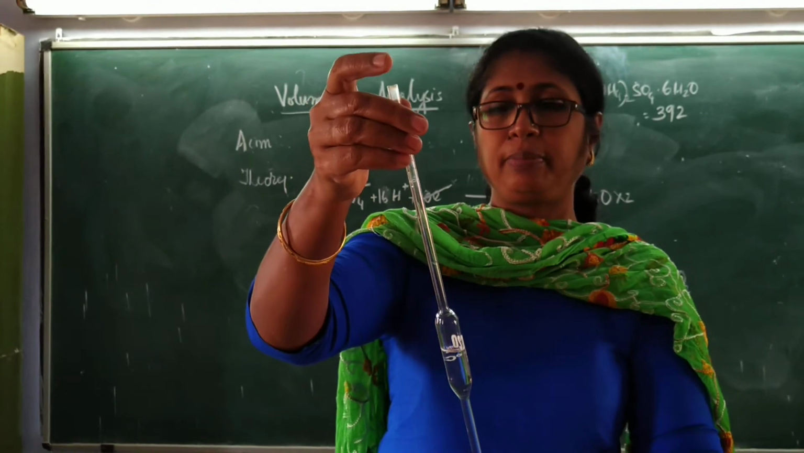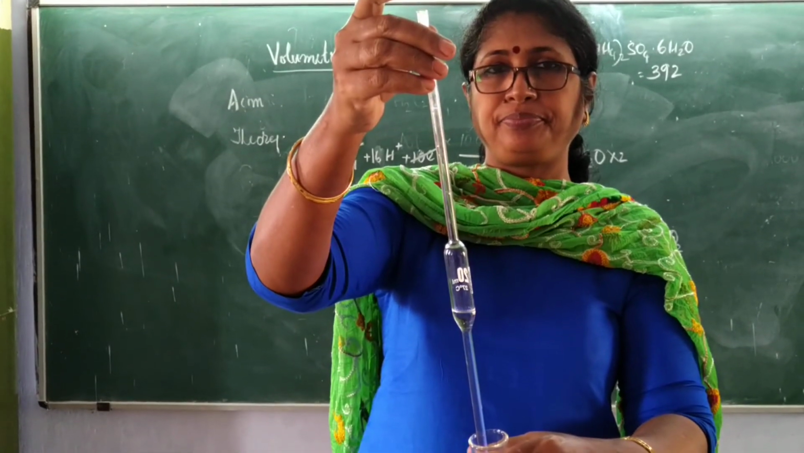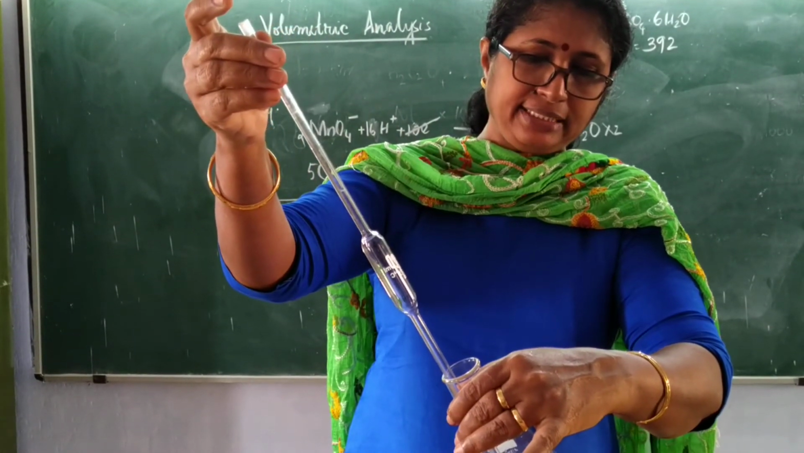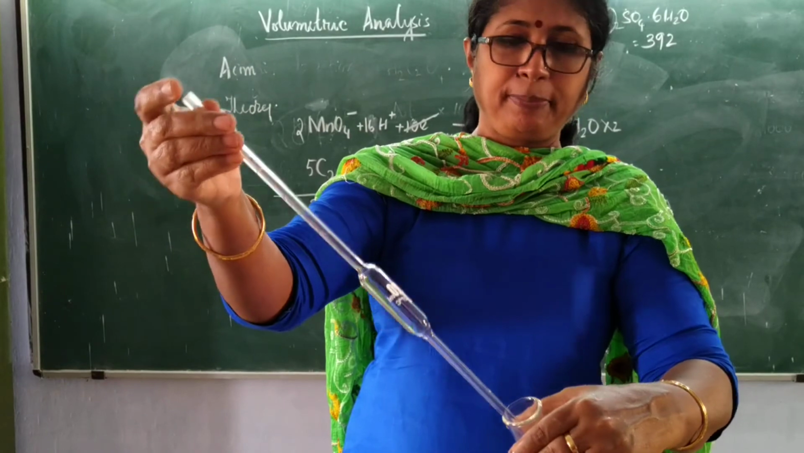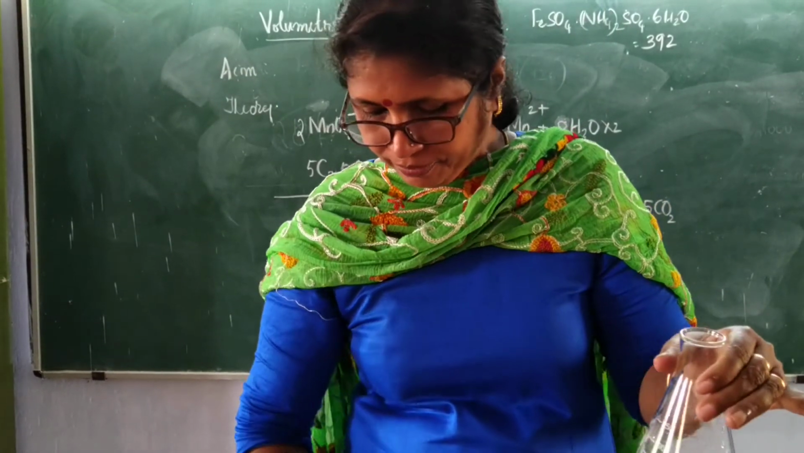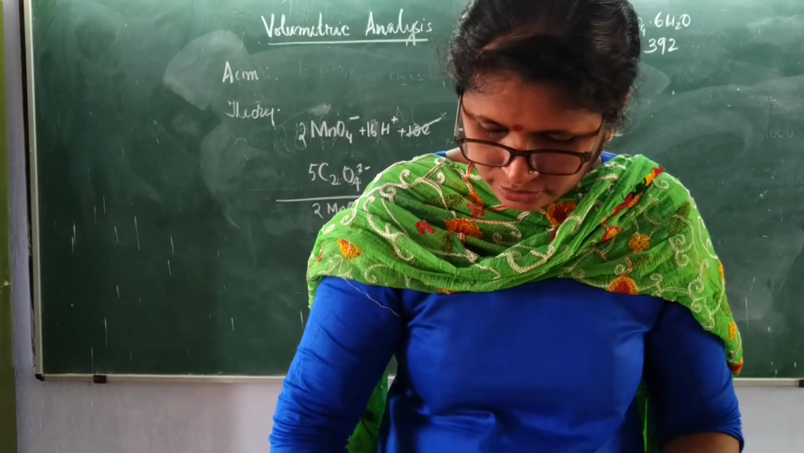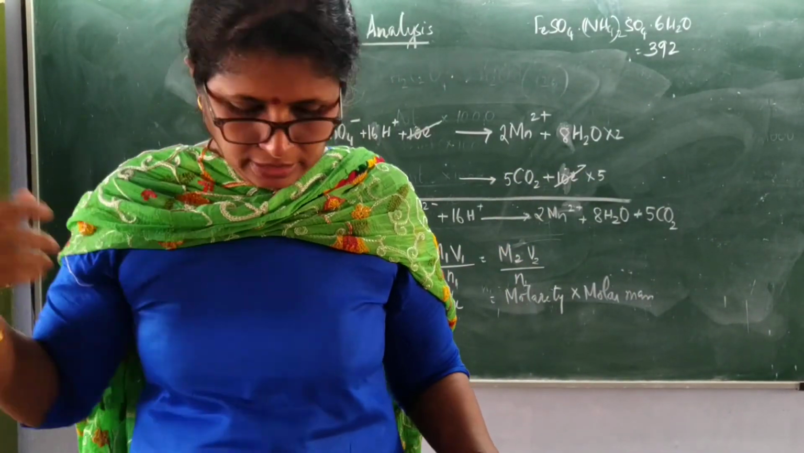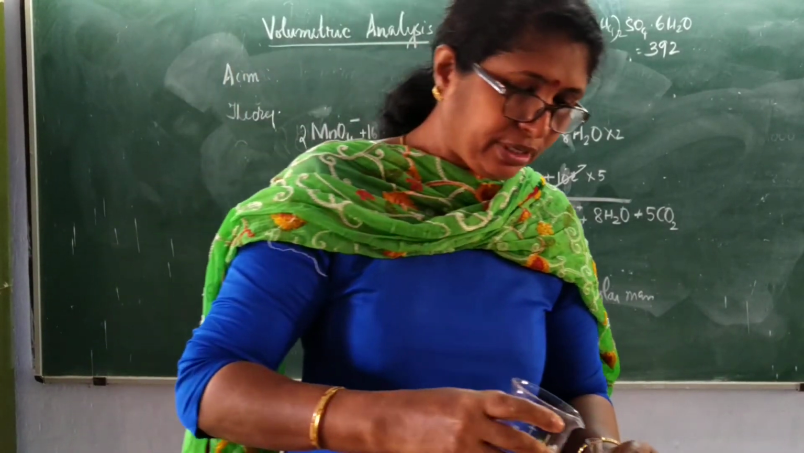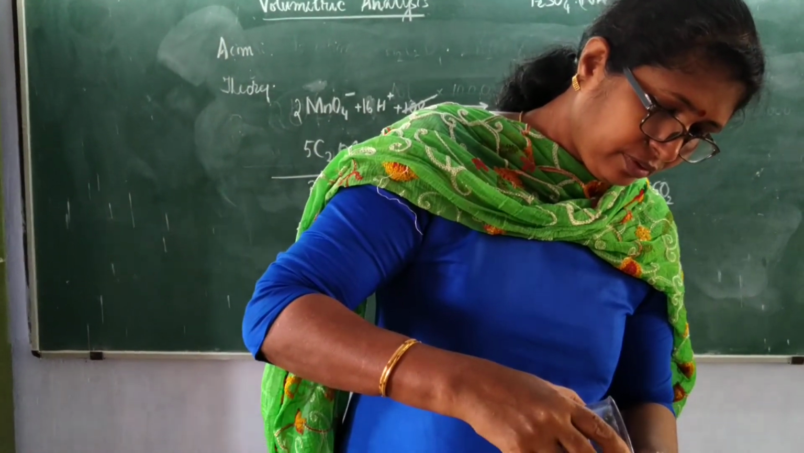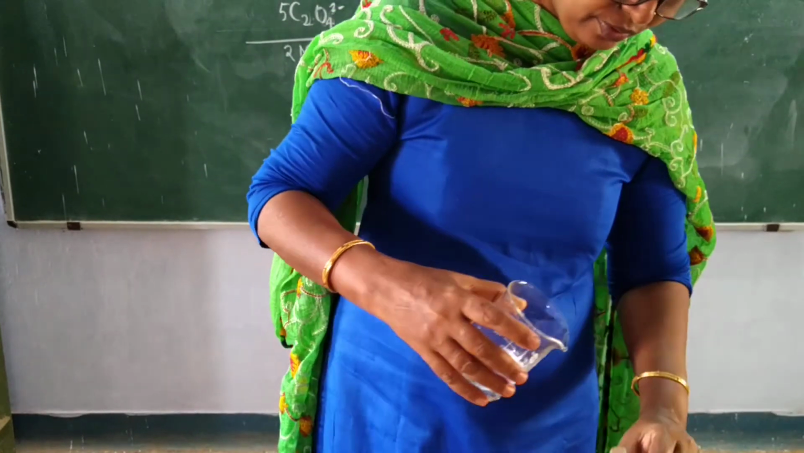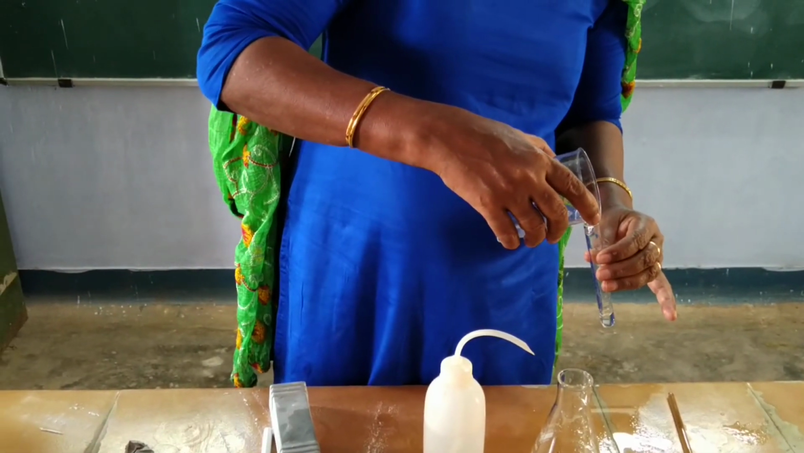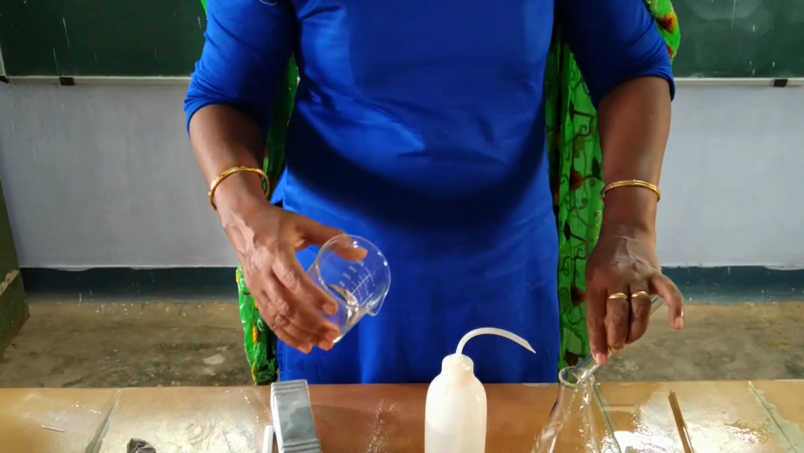Take it, now pipette it out into the conical flask. I told you to wait for 2 seconds, then touch the bottom with the pipette. It is 20 ml. Then what you will have to do? Add 20 ml of sulfuric acid, normal sulfuric acid. Okay, 20 ml acid I have added.